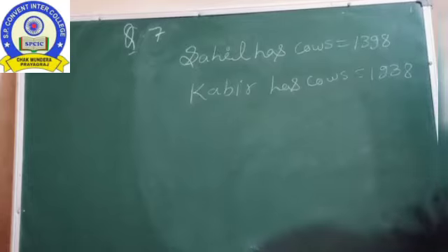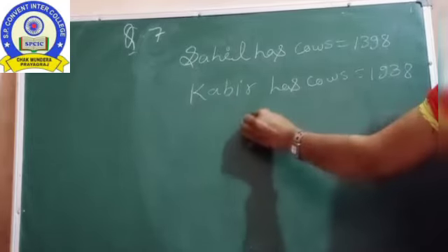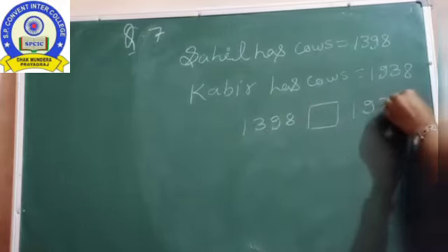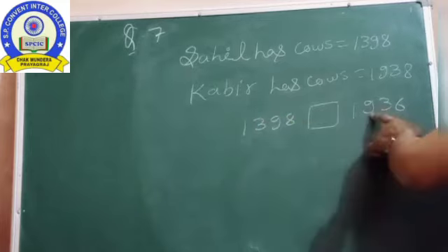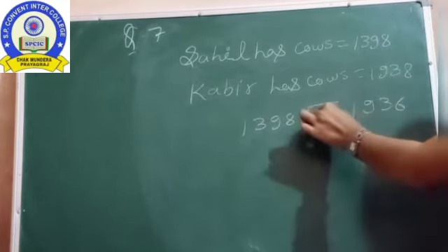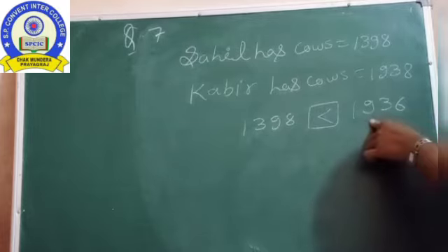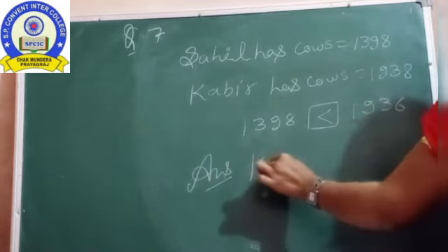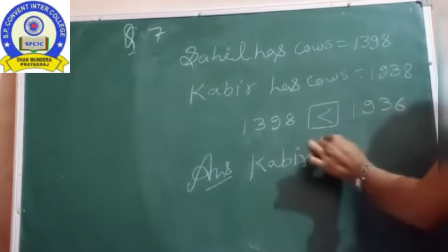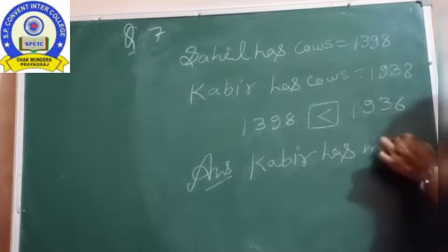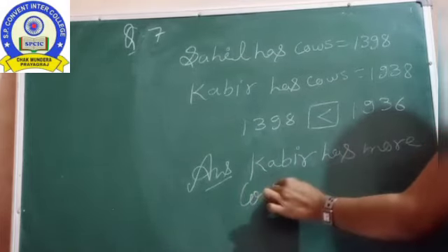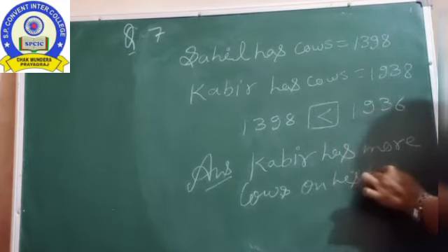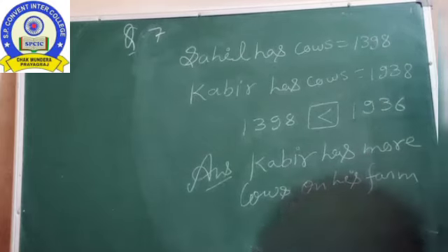Which is greater? 1398 and 1938. 1 is the same, and 3 and 9. 9 is greater than 3. It means Kabir has more cows. Okay, what will the answer be? Kabir has more cows. Kabir has more cows on his farm. Okay.